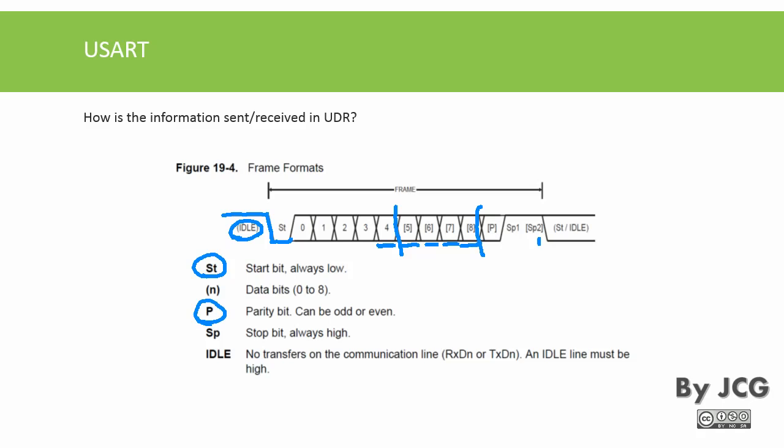And that is why you have parity between brackets, because this means that this is optional, because you can choose to not generate parity. Then you have the stop bit, and the stop bit you can choose to send either 1 bit or 2 bits to tell the other device that you have stopped sending information. And you have the option to either start a new data or remain idle.